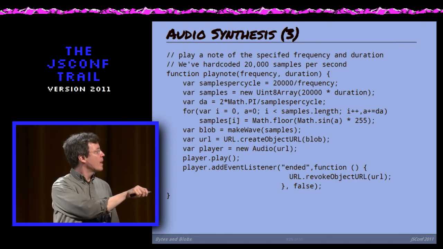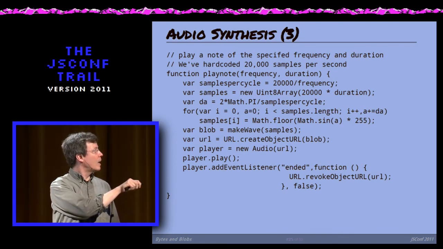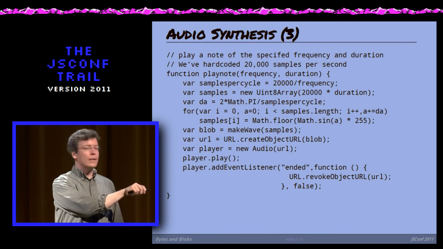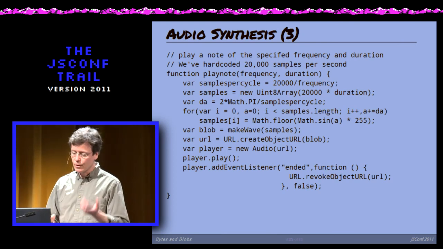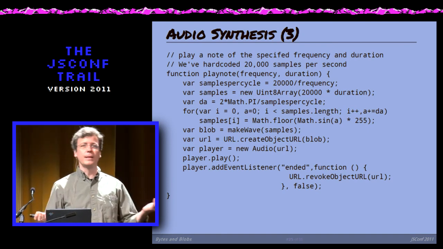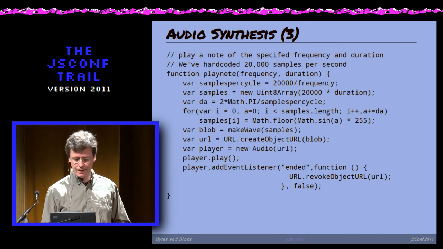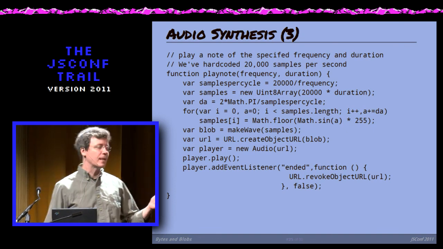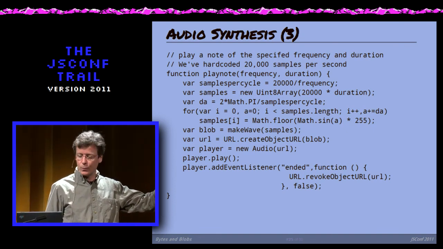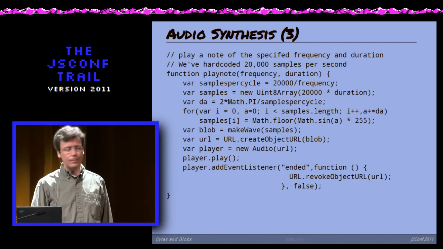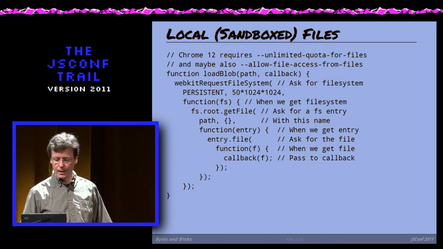Call play on it. I've added an event listener for the ended event on the audio tag, so that when it's done playing, I can revoke the object URL. And this actually works on Chrome, but I'm not going to demonstrate it for you. It just goes beep, and it sounds very 8-bit. And obviously, if you wanted to make it sound nice, you'd add overtones. You'd do some more complicated math here to get a more interesting waveform and higher sample frequency and such.